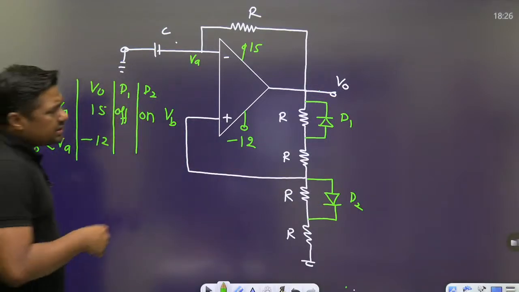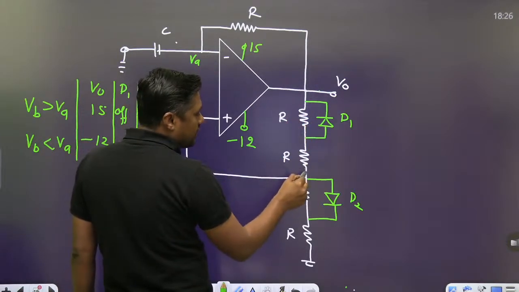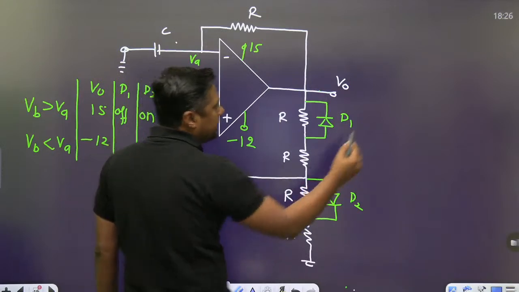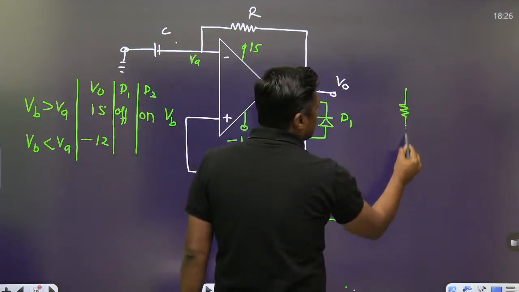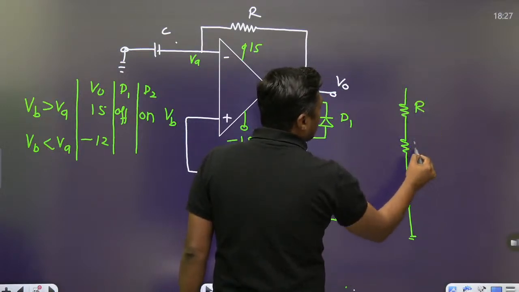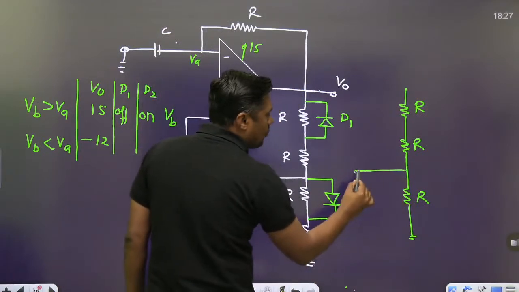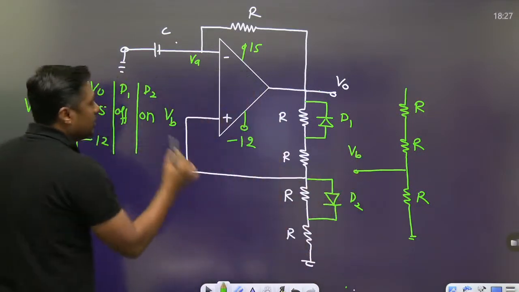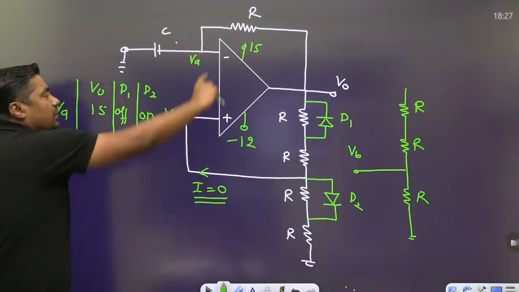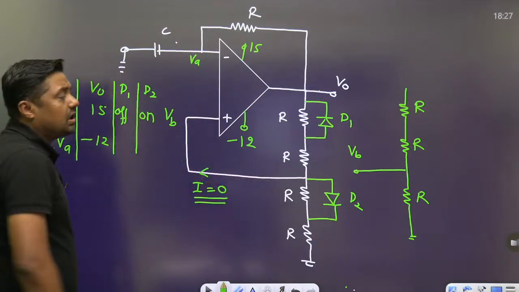Now, once it is off, this resistor will be in action. This resistor is short circuited because it is an ideal diode. So what is the voltage at this point? VB. Because what is the current entering the operational amplifier? 0. Remember, the input resistance of the op-amp is infinite. That's why the current in this branch is 0.